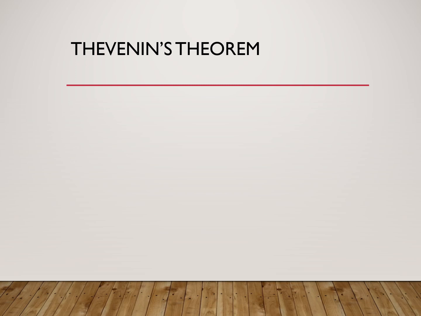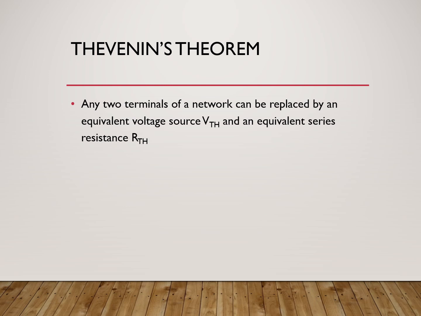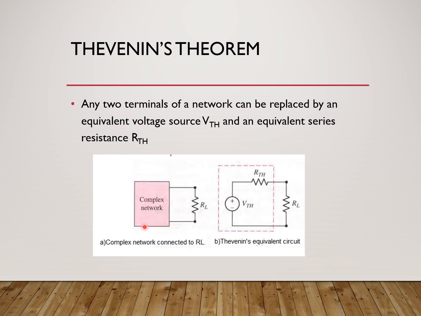Now what is Thevenin's theorem? It is a very useful theorem which states that any two terminals of a network can be replaced by an equivalent voltage source VTH and an equivalent series resistance RTH. If you have a complex network like this connected to a load resistance, and you are supposed to find out the current through this particular resistance, this resistance RL can be connected anywhere in the network. So whatever it is, the network is shown in this form.